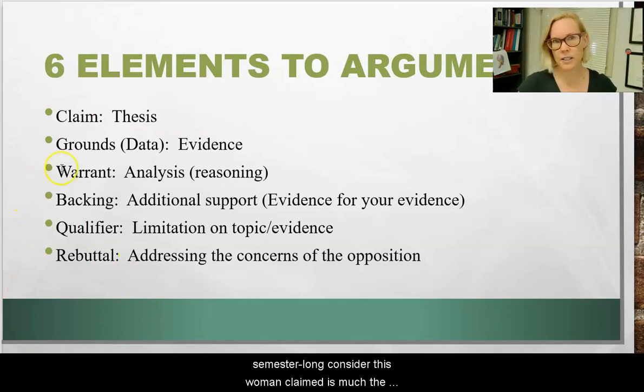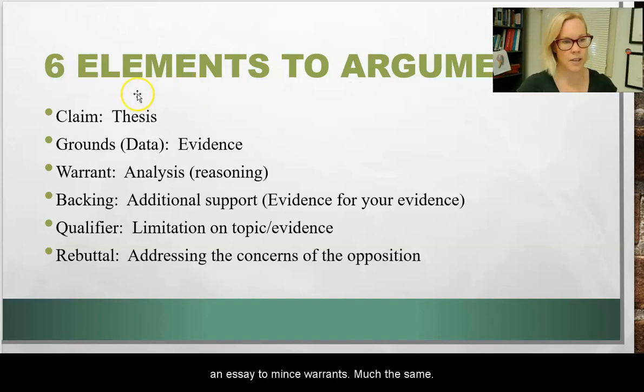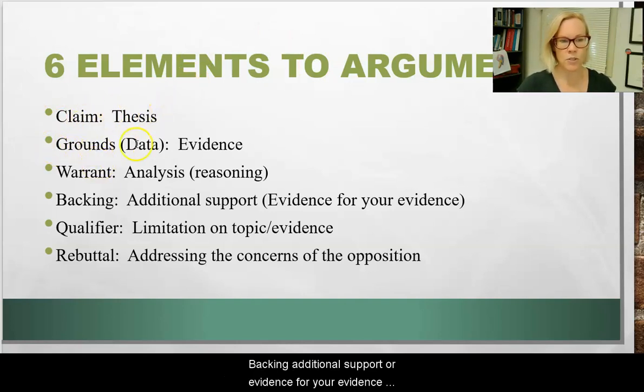Now, the equivalent, what you've been doing already, is very similar. So even though this seems like a new style of argumentation, this is actually what you've been doing the entire semester long. Consider this. A Toulmin claim is much the same as our essay's thesis. Toulmin grounds or data is much the same as the evidence or quotes we use in an essay. Toulmin's warrants, much the same as analysis or reasoning in your essay.